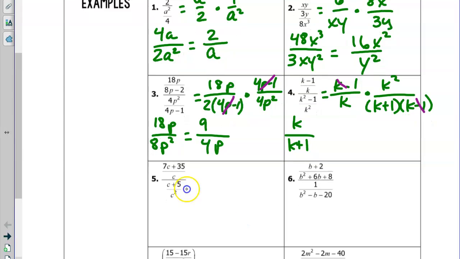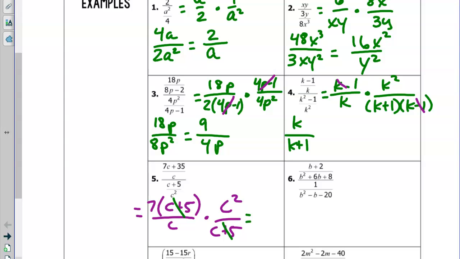Alright, number 5. We have 7c plus 35 divided by c, and then we're dividing that by c plus 5 over c squared. So what jumps out at you right away? What do we take out of that? 7. And what are we left with? c plus 5. Good. We still have it over c. Then what do we multiply by? c squared over c plus 5. You can already cross out that c plus 5. I'm going to write everything out just because it's so easy to get lost, but if you have a different way of doing it, that's fine.